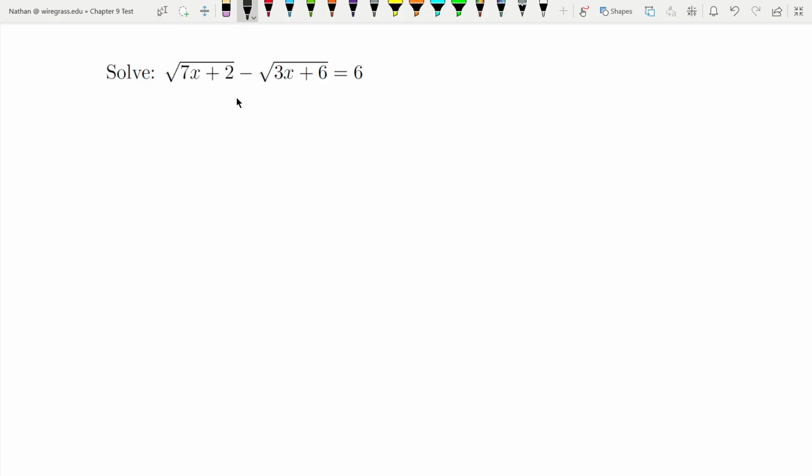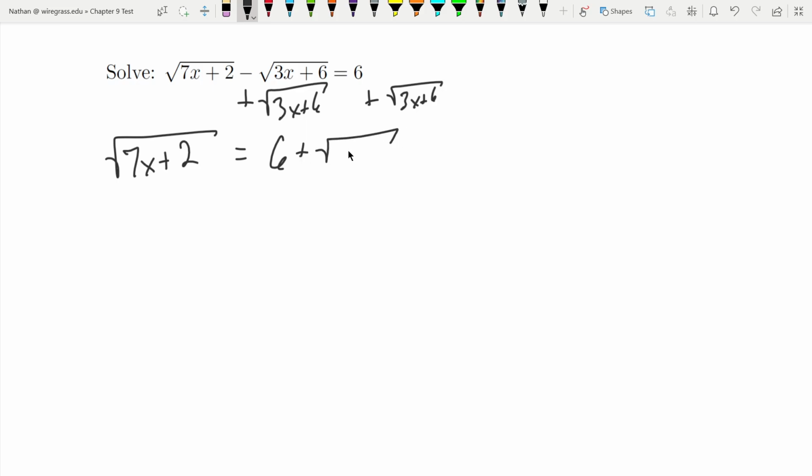To solve a radical equation, we need to first get a radical by itself, and then we can square it to get rid of that radical. So we're just going to add this term over so it's not negative. That's going to give me the square root of 7x plus 2 equals 6 plus 3x plus 6. Now I can square this to get rid of that radical.